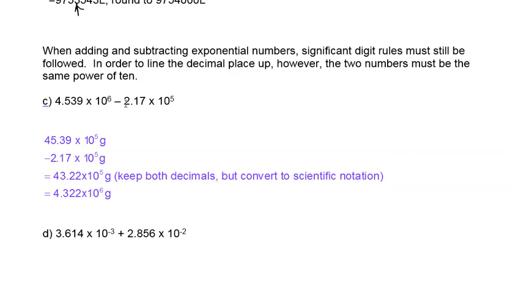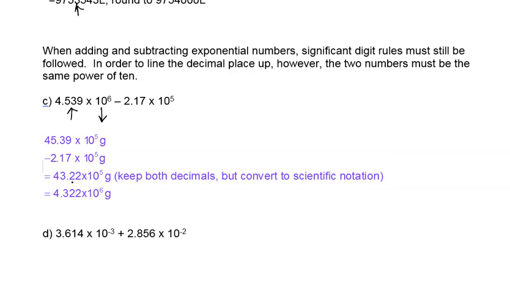So the 10 to the 5 one stays just like it is. The 10 to the 6 one, well, that's getting one smaller. So if this side is going down, the other side of my number has to go up, right? So my power of 10 goes down. In order to balance that, this one's got to get bigger. So that's why it became 45. And then we can do the subtraction as we usually do.